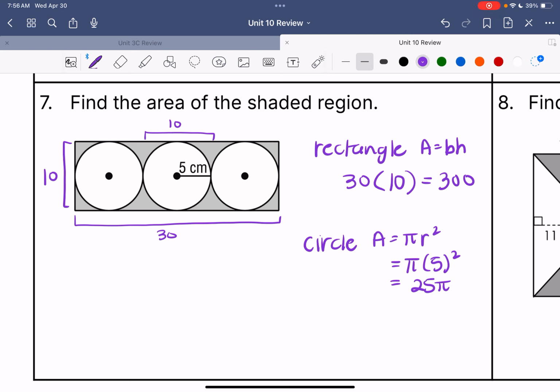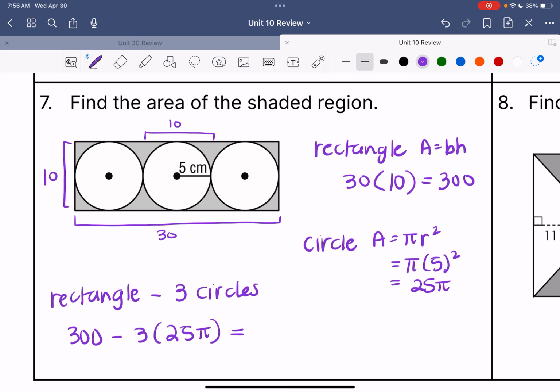Okay, so to figure out just the shaded region, we need to do rectangle minus 3 of the circles. So I'm going to do 300 minus 3 times 25 pi. And then we're going to get a decimal, but that should be our answer. And I get 64.4 square centimeters.